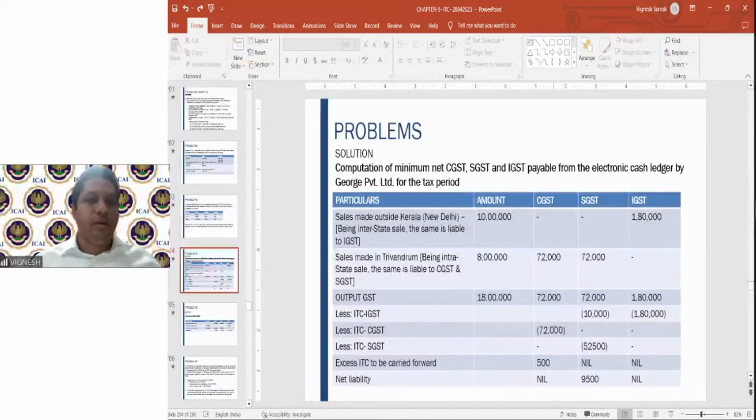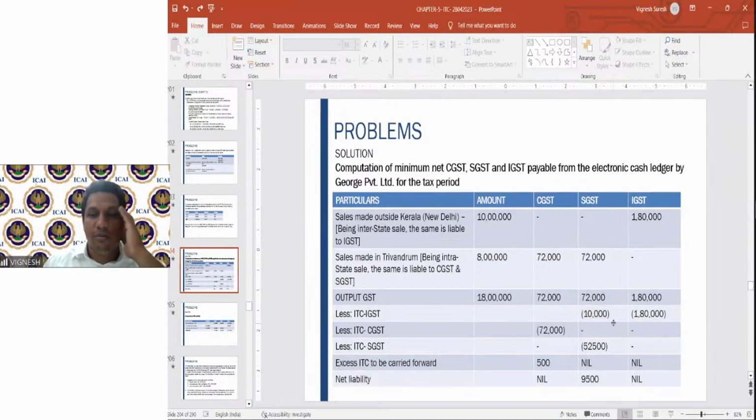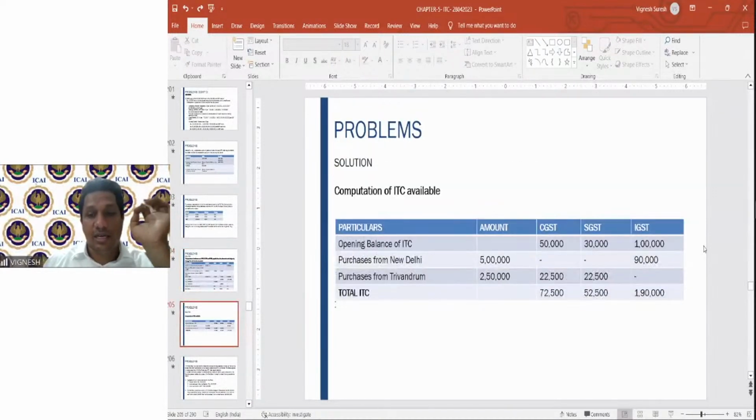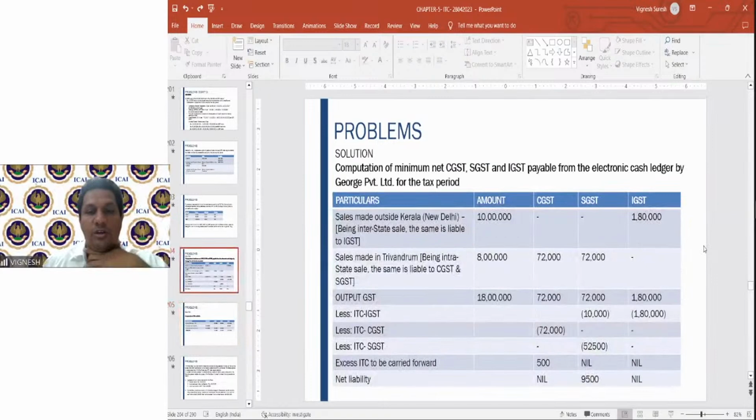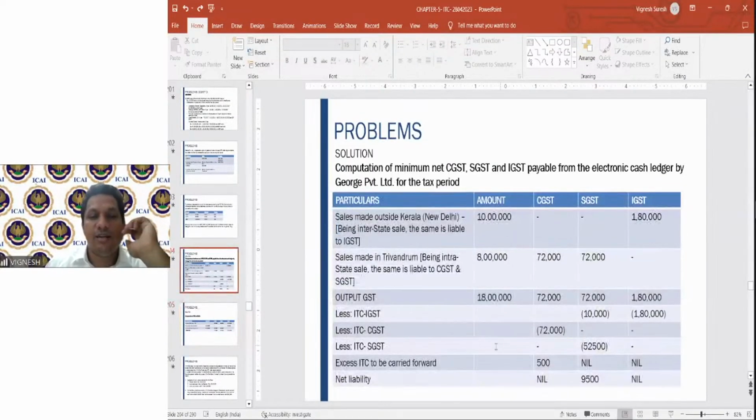This 10,000 you can use as per your wish. But here let us assume that you are doing it against the SGST. So 10,000 gets reduced from this one. With this, your IGST credit gets extinguished. Now we come to the CGST credit. CGST credit is 72,500. The CGST credit you can utilize only against CGST. You cannot utilize it against the SGST. So 72,000 you utilized against CGST. Since the CGST credit is 72,500, this 500 will be excess ITC which will be carried forward.